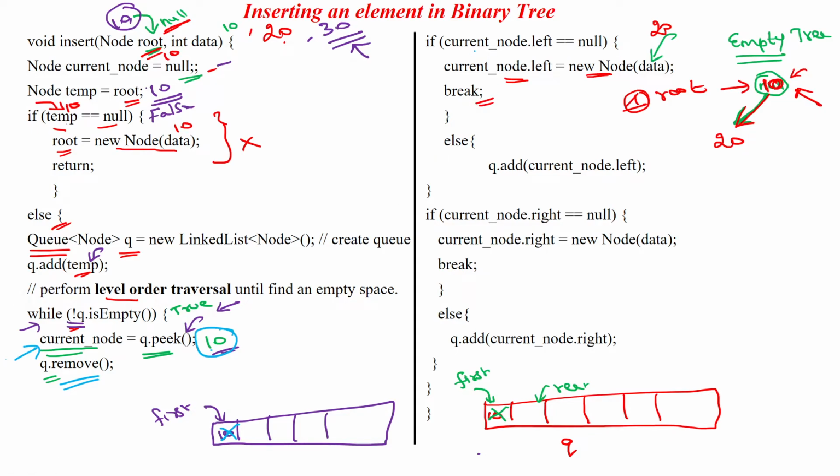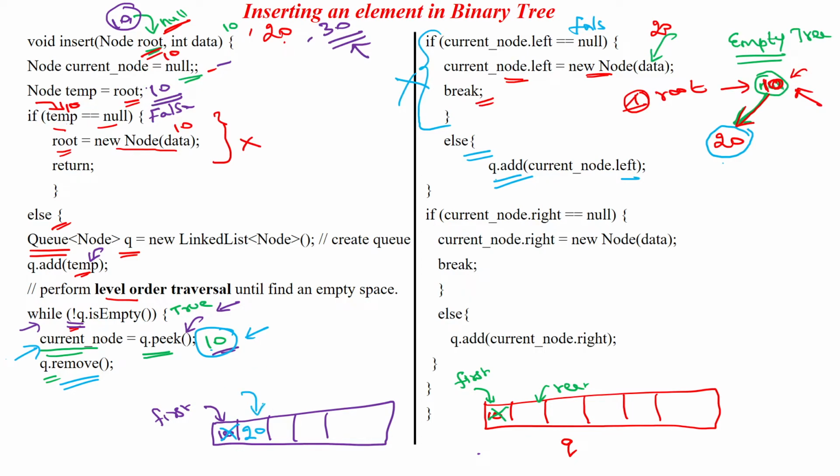Then we are checking if current_node.left equals null. Look at that, current_node.left equals null is false. So this block will not execute. The else portion is q.add(current_node.left). Current_node is 10, and 10.left is 20. The 20 is going to be added into the queue. So 20 is added into the queue.